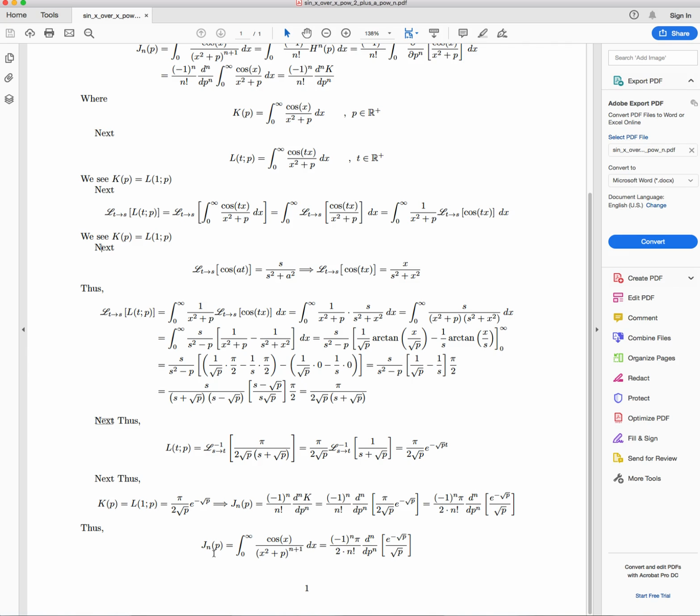And so therefore, our integral that we wanted to solve, Jn of p, which equals the integral from 0 to infinity of cos of x over (x squared plus p, where p is a positive value) to the power of n plus 1, where n is a positive integer greater than or equal to 0, is equal to negative 1 to the n times pi over 2 times n factorial, and then it is the nth derivative with respect to p of e to the negative square root p over the square root of p.